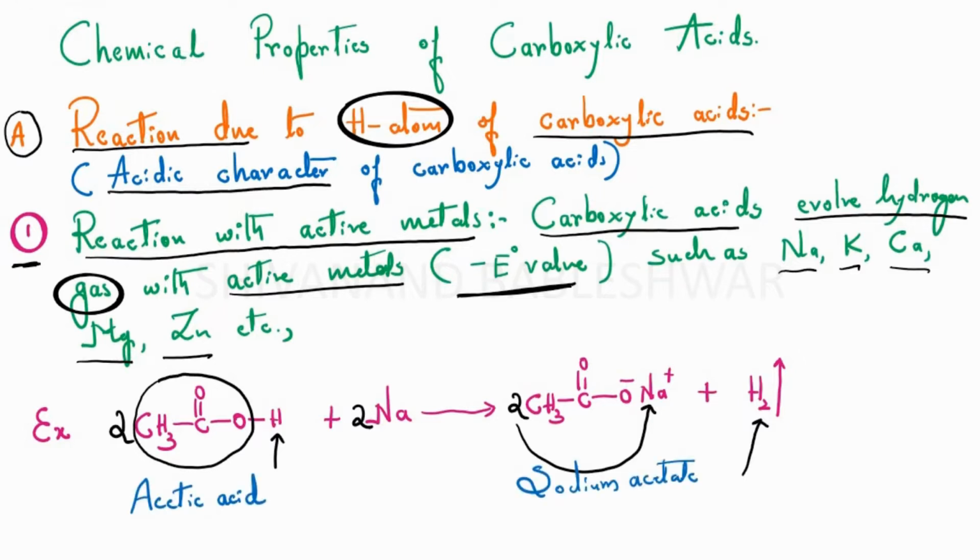Here one has to remember to write the names: the reactant is acetic acid, and the product is sodium acetate. Is it clear, students? I have just told you that we are learning the reaction due to the hydrogen atom of the carboxylic acid, so we are going to cleave here. It means that it is the reaction due to cleavage of the OH group of the carboxylic acid. One has to understand that.